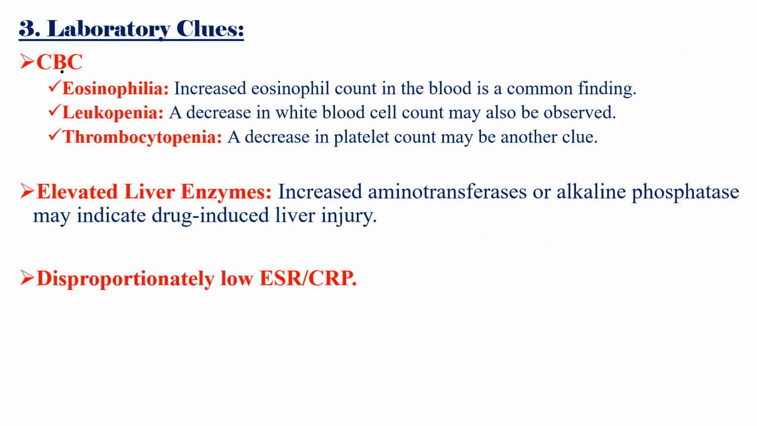The third one is laboratory clues. From laboratory, eosinophilia, or increased eosinophil count in the blood, is a common finding. And also a decrease in white blood cell count may be observed. The other is elevated liver enzymes. Increased aminotransferase or alkaline phosphatase may indicate drug-induced liver injury. And the other is increased ESR or CRP levels might be present. And on CBC, thrombocytopenia or a decrease in platelet count might be another clue.